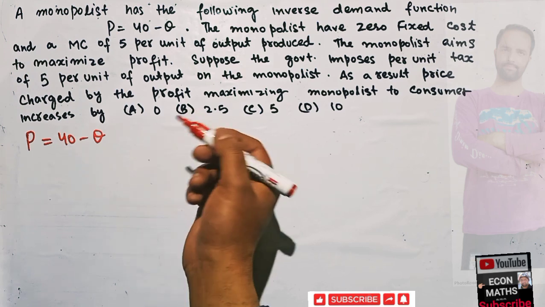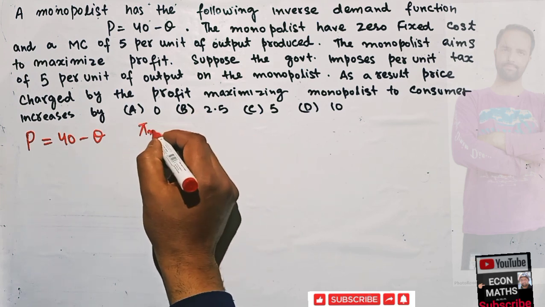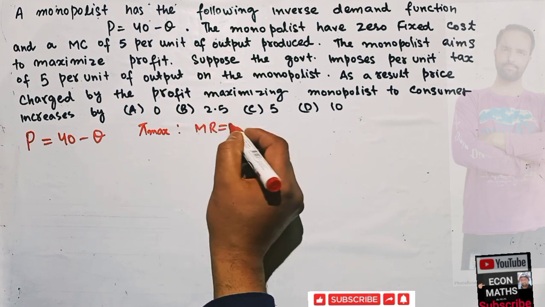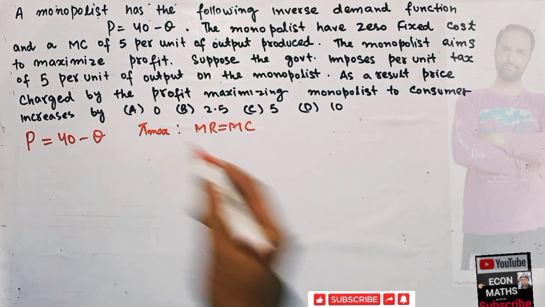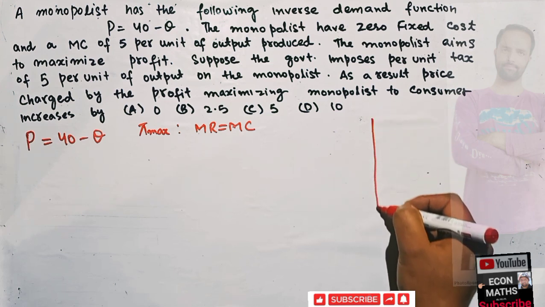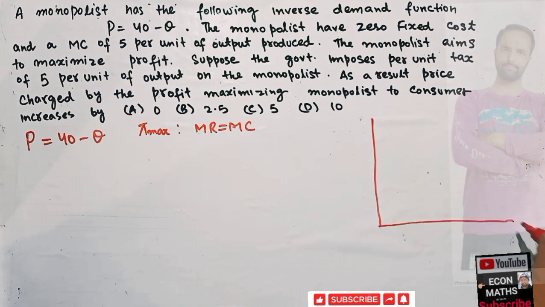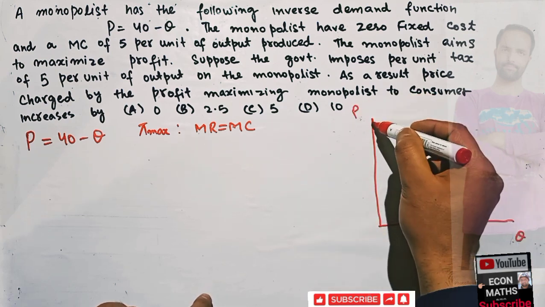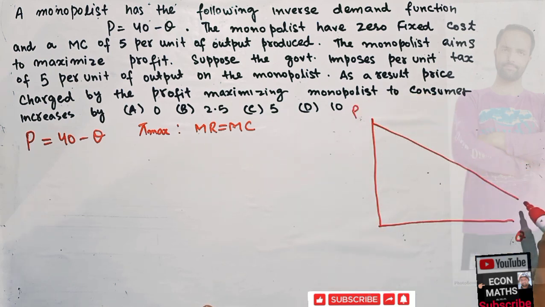That means profit maximization, as we know, requires that our marginal revenue should be equal to the marginal cost. This is our demand function. If I can draw the graph also here, we have quantity here, price on this axis. This is our inverse demand function. Let us write it as the demand function.